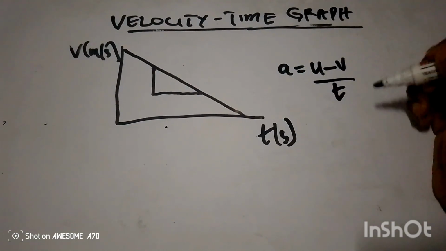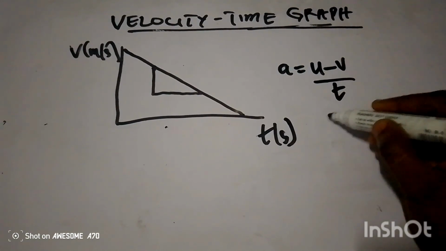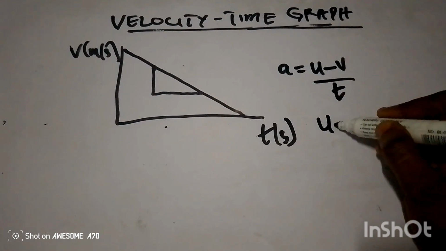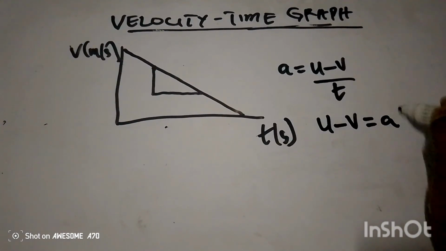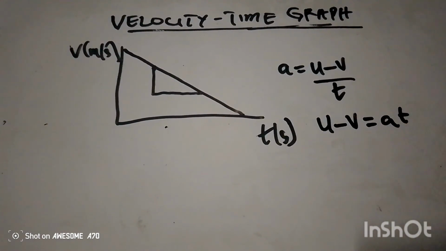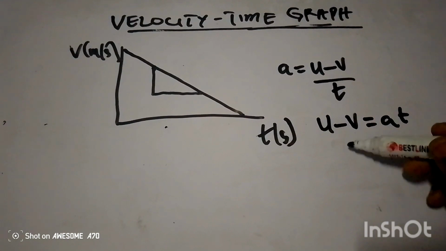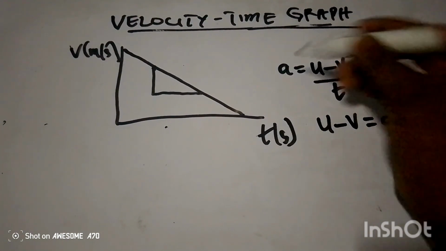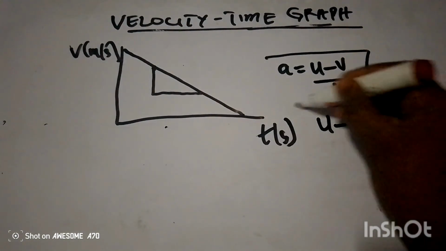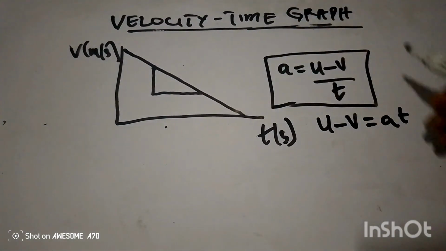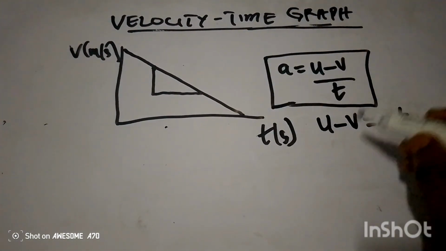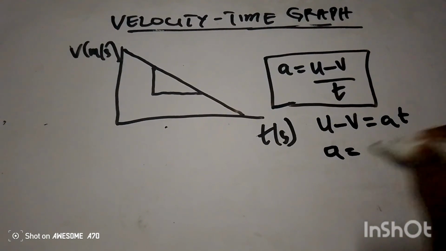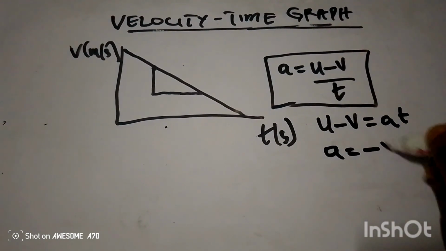So if I bring this into the equation of motion, we can say U minus V equals AT. But what we are saying is that if you solve this equation, we can also get U equals V plus AT. But let's deal with this one. In dealing with this one, what is going to happen is that when we solve this concept and apply it, our acceleration is going to give us a negative value.